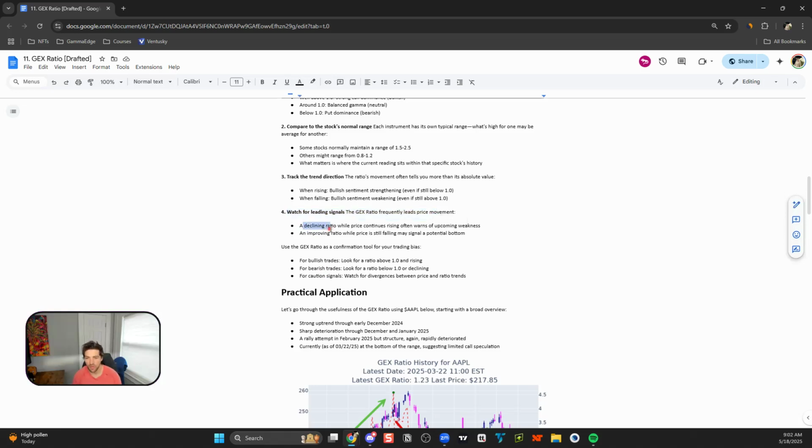A declining ratio, while price continues rising, often warns of upcoming weakness. Then an improving ratio when price is falling may suggest a potential bottoming is coming. So if you think about it, if the market's bottoming but call speculation or put speculation is entering or leaving respectively, that could be a constructive signal.